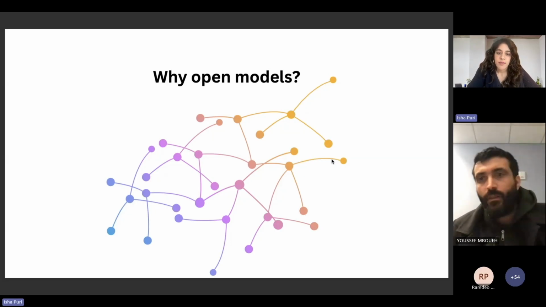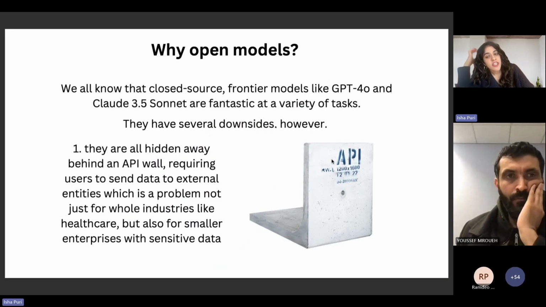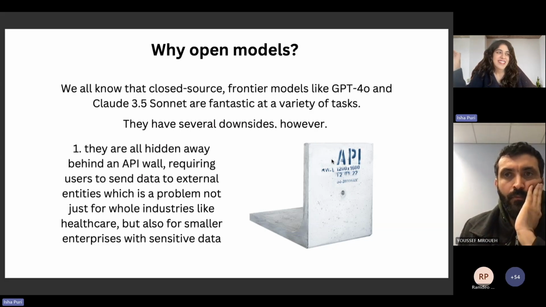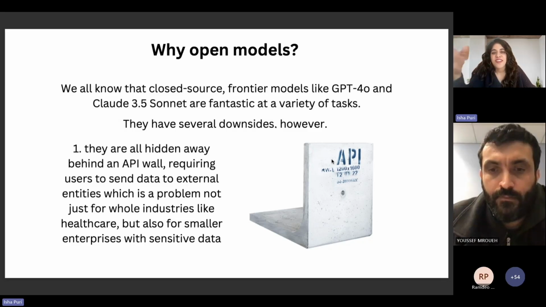So the first thing is we know that closed source frontier models like GPT-4 and Claude Sonnet are really fantastic at a variety of tasks. They're really good at math reasoning and logical reasoning and doing your homework for you and lots of different tasks that have been integrated into most people's daily lives. But they have several downsides, as we all know.